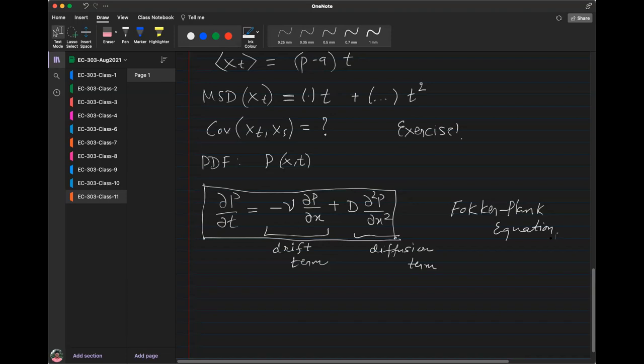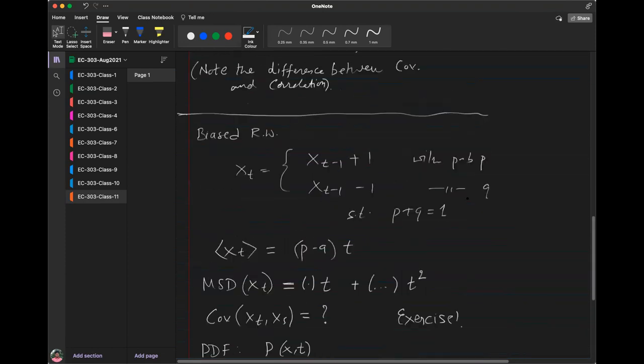Is in general the equation that governs the temporal evolution of the PDF of the stochastic process. And the master equation does the same. Master equation is the complete equation. And typically when you go from master equation to Fokker-Planck equation, we have made some approximation. And that I will cover in the later classes.